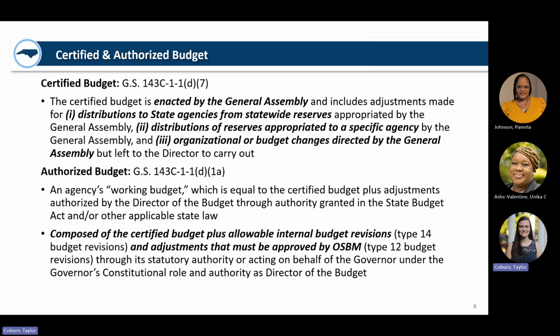An agency's certified budget, as reflected in the RK 325 and BD 701 reports, is the budget as enacted by the General Assembly, but includes adjustments required by law, which may include distributions of reserves appropriated by the General Assembly. An agency's authorized budget, however, which is sometimes referred to as a working budget, is equal to the certified budget plus adjustments authorized but not required by law.